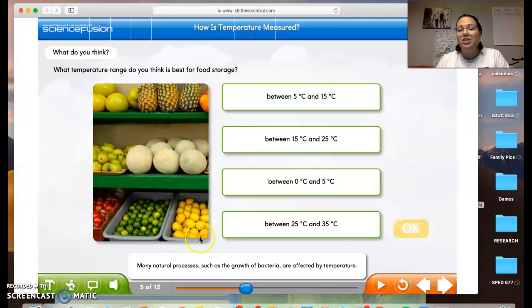So I don't want you to think about the fruit pictured here. Think about a cup of milk. How cold do you think a cup of milk needs to be kept to stay good and not spoiled? My prediction is that it's going to need to be between 0 and 5. It's going to need to be really cold to stay good. I like ice cold milk anyway.